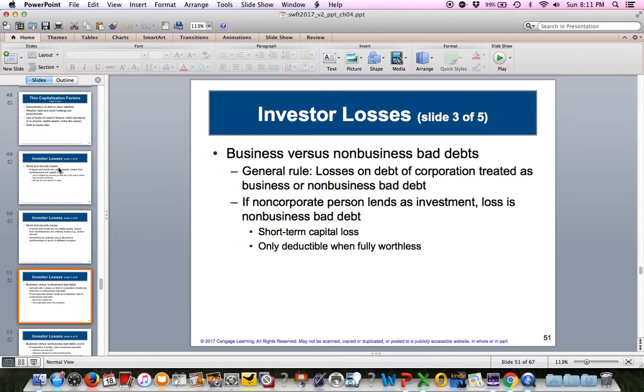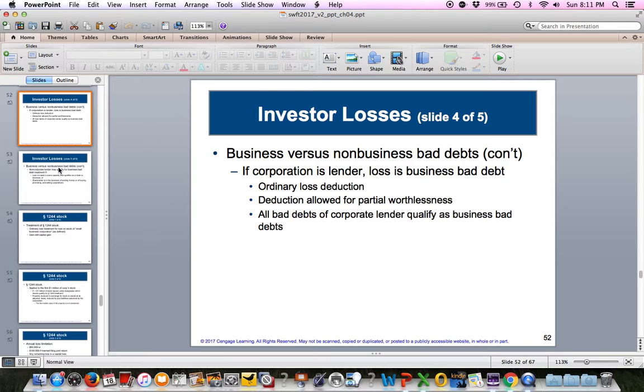Business versus non-business bad debts. The general rule is losses on debt of corporations are treated as business or non-business bad debt. If a non-corporate person lends as an investment, the loss is non-business bad debt, which can result in short-term capital losses, only deductible when fully worthless. Must be fully worthless.